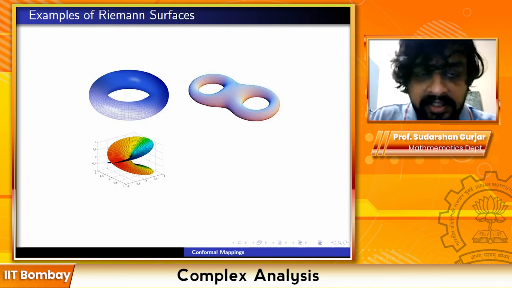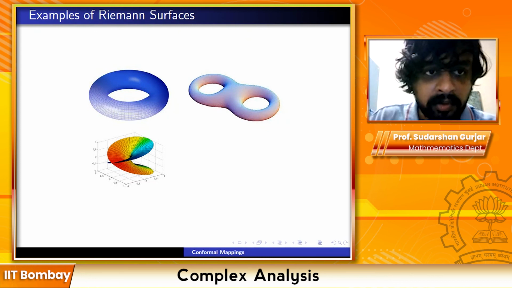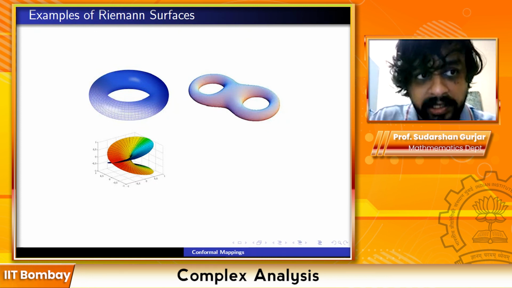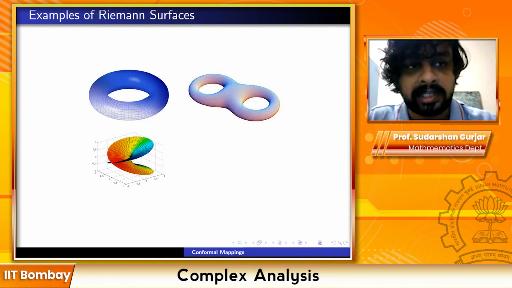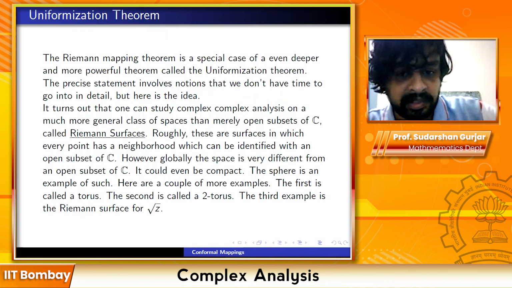And what is the minimum dimension of the complex Euclidean space or complex projective space inside which you can embed it is a more subtle question. Okay, so these are Riemann surfaces.